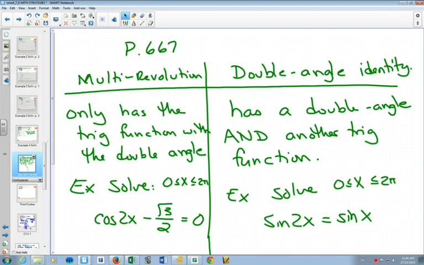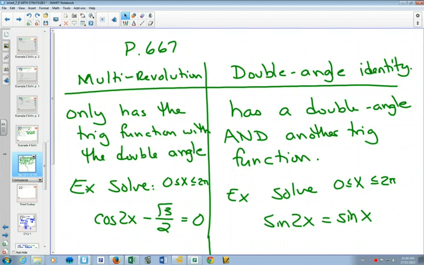Because that 2x makes me think of multi-revolution, but now the 2x is also making me think of my identities, and so I have to make a decision what strategy I'm going to use. Sometimes you learn more stuff, just makes the previous stuff you learned before harder because it gives you more options. This is one of those cases. So you can solve it as a multi-revolution question if the only function you have is that 2x function.